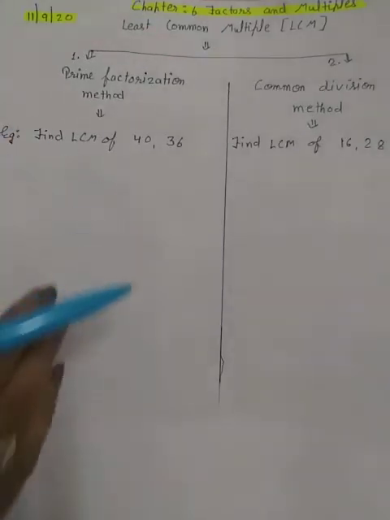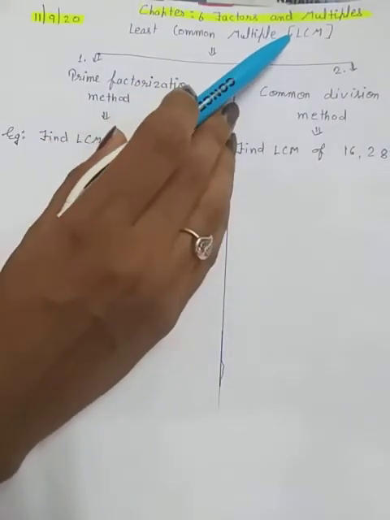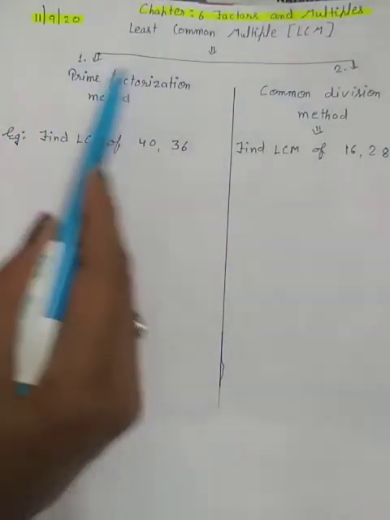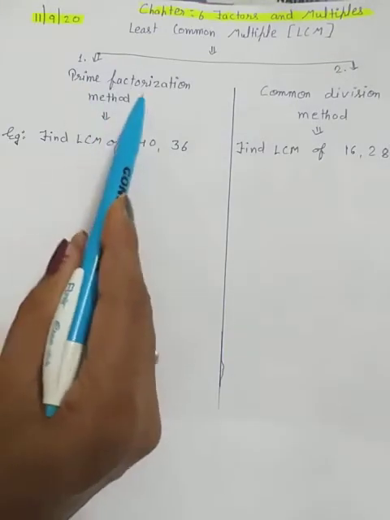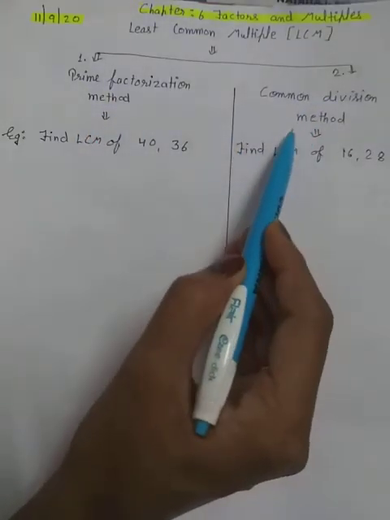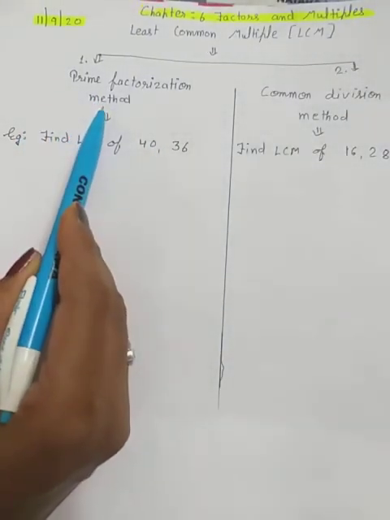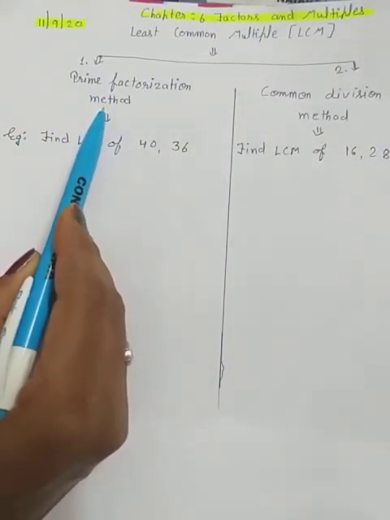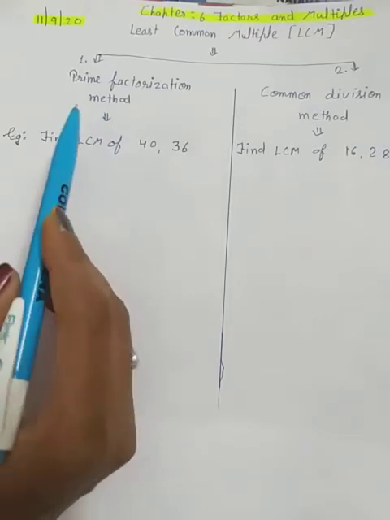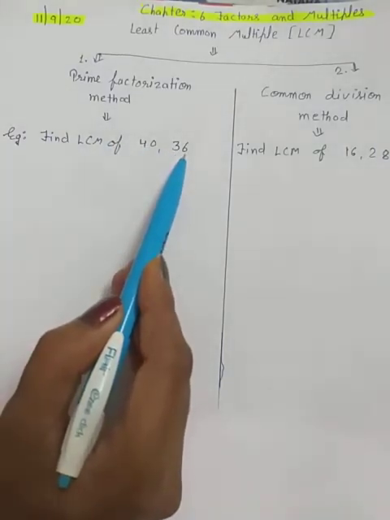We can solve LCM with two methods. First, prime factorization method, that we already studied. Second is common division method. First, prime factorization method. We are understanding it by our example. Find the LCM of 40 and 36.